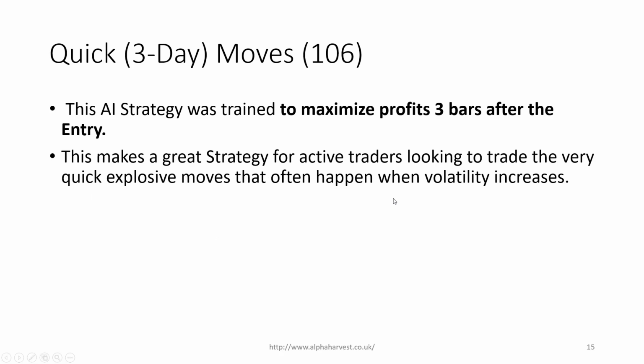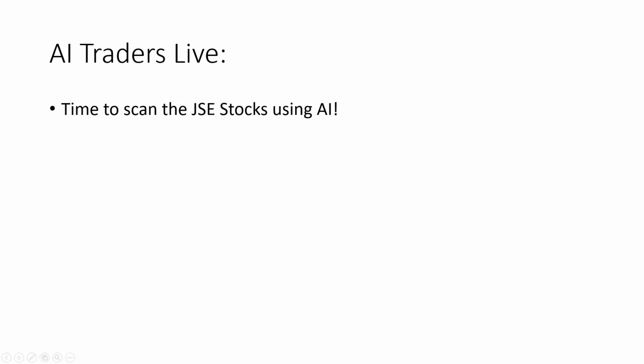Okay, and then quick 3-day moves, ID 106. This AI strategy was trained to maximize profits 3 bars after the entry. So this is just a 3-day trade. This makes a great strategy for active traders looking to trade the very quick explosive moves that often happen when volatility increases. Okay, so keep that one in mind.